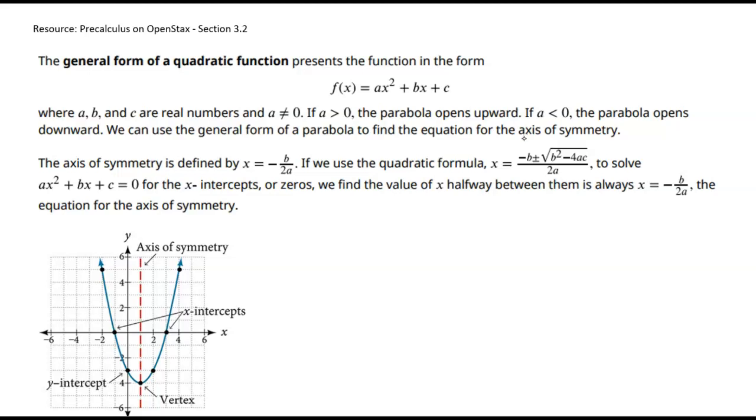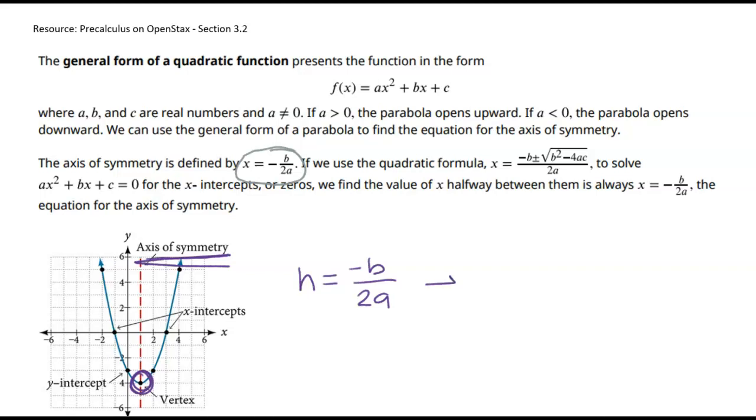Additionally, we can find the axis of symmetry using the formula x equals negative b over 2a. We can also notice that on your axis of symmetry will always be your vertex. The vertex h is going to be the exact same value as your x for your axis of symmetry. It is always located halfway between your two zeros.